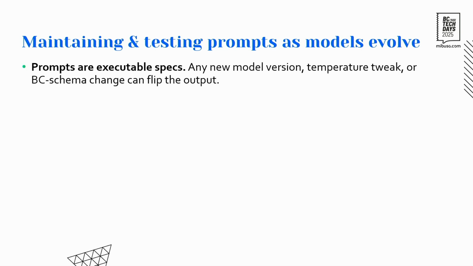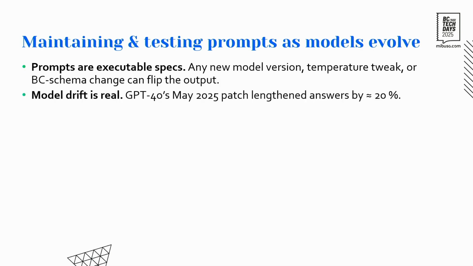So a few things that we do internally: we consider these prompts as executable specs. So every model, temperature, tweak, any change within the BC schema, we consider that could flip the output. So every time anything changes in the LLM world or the model, any configuration that we have on that model, or even something changed within Business Central, we try to make sure we run our tests again.